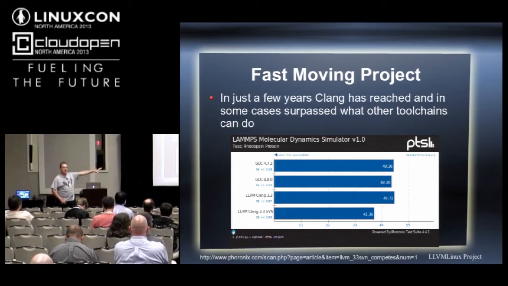Again, I've chosen a slide that happens to show Clang outperforming GCC, in this case, both 4.7 and 4.8. Okay? Not always the case. You'll find that when it comes to vectorization, GCC still wins. Okay? But again, that's changing very rapidly. You can see just from 3.2 to the 3.3 timeframe for Clang, there's actually a marked improvement that took us from the kind of performance that we're seeing in GCC to something that's considerably faster.